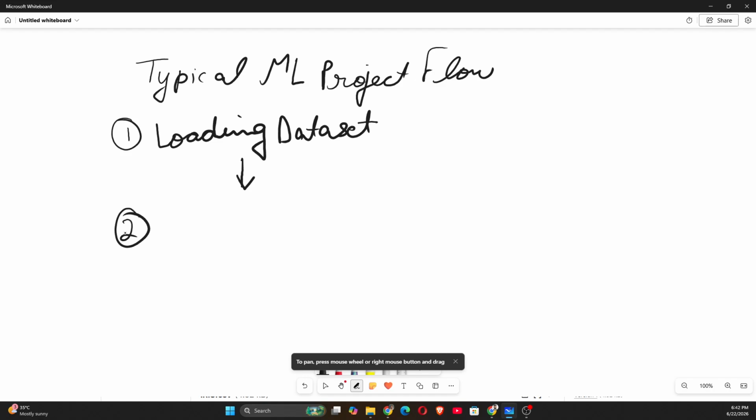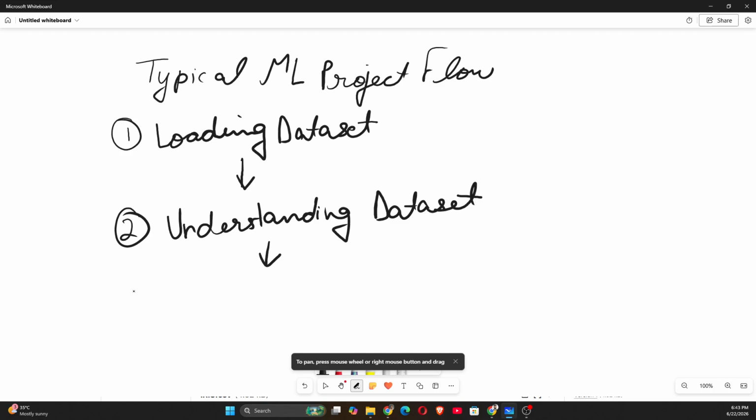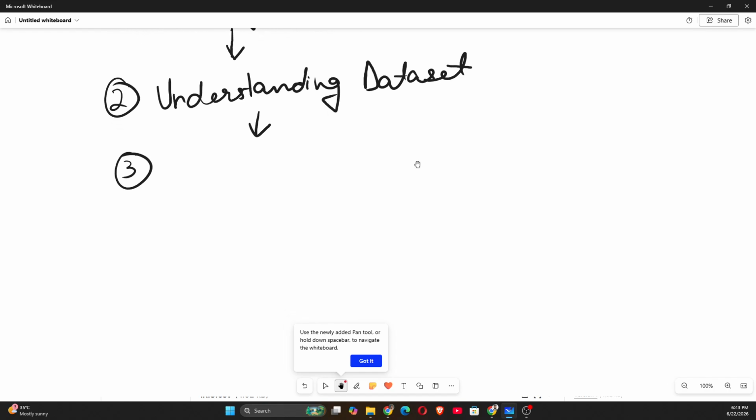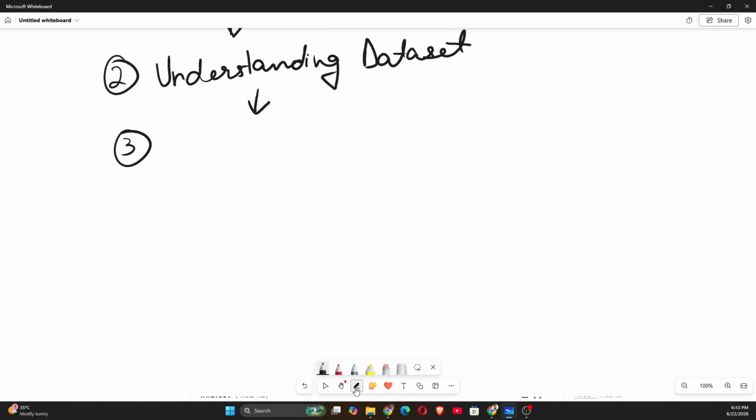Second, understanding the dataset. I don't think I need to explain this, but you have to understand what rows and columns are inside it. Third is EDA. The full form of EDA is exploratory data analysis. Next comes data pre-processing, a very important step.